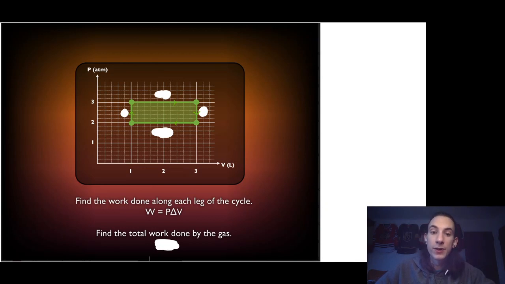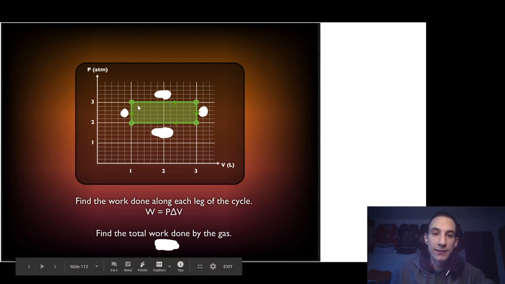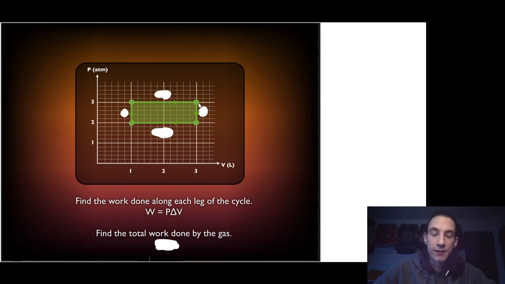Usually we focus on what's happening to the gas, but here it's asking us for the total work done by the gas. So that's going to be positive. Positive 6 done by the gas because it's increasing its volume. So work is done by the gas on the environment. So we got 6 there.